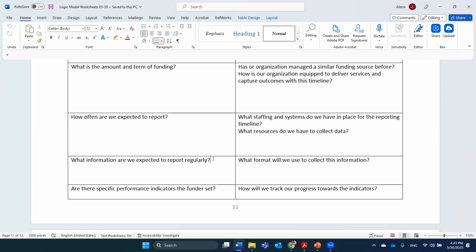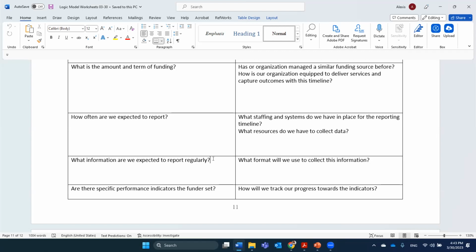And then again, what resources and what format you have for collecting that can be helpful in your application specifically, because you're showing the funder that you have a plan. You don't need months to plan out the system for how you're going to do this. You have staff that are already trained, you have staff that are experienced with Google Forms or Qualtrics or SurveyMonkey, whatever format or platform you're using. Showing that your staff are comfortable with that process can be helpful.